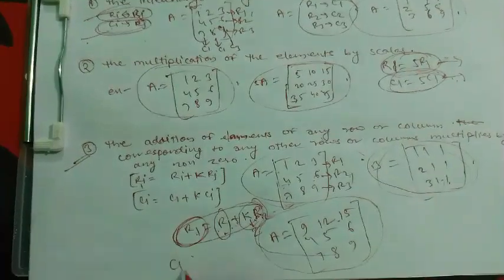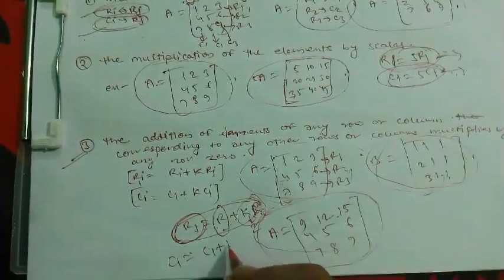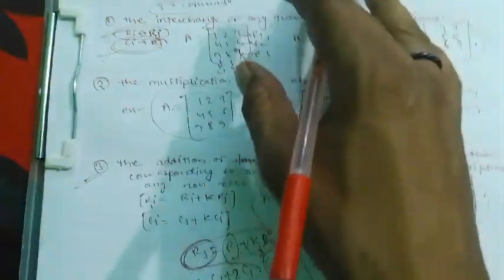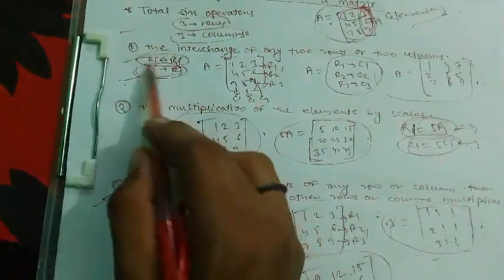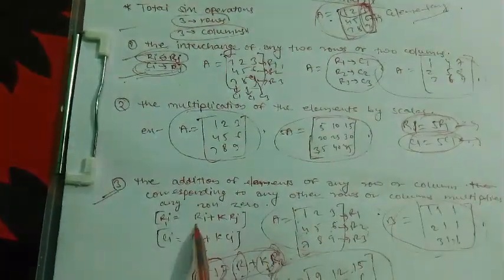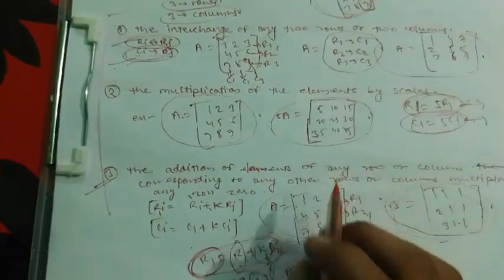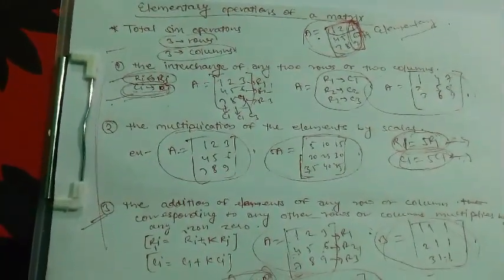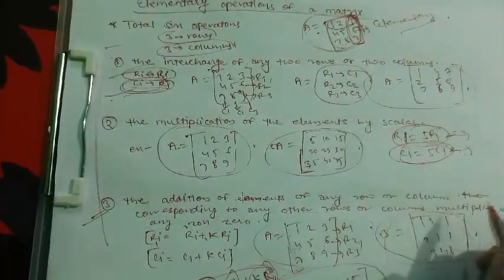We can also write C1 equals C1 plus 2C2. And these are the six operations. Each of the three properties has two versions, row and column. So there are three properties in the elementary operations of a matrix. Okay, so this is done.